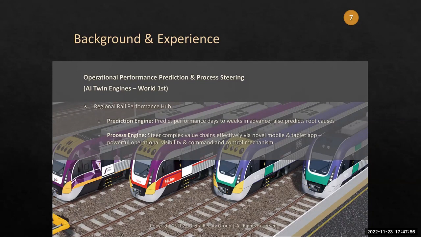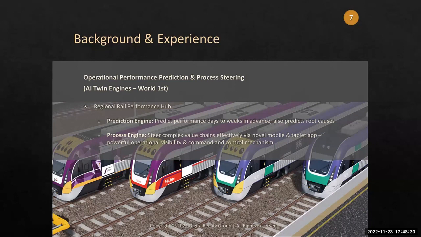Chance of it happening is 70%. If it happens, the minutes of delay is X. And if you are an owner of the business, knowing that bad things are going to happen is not good enough, right? What are you going to do about it? So that's where the second engine, the process engine, comes in. The process engine is able to basically steer the boots on the ground, the complex value chains, quite effectively through an app that the people would use.